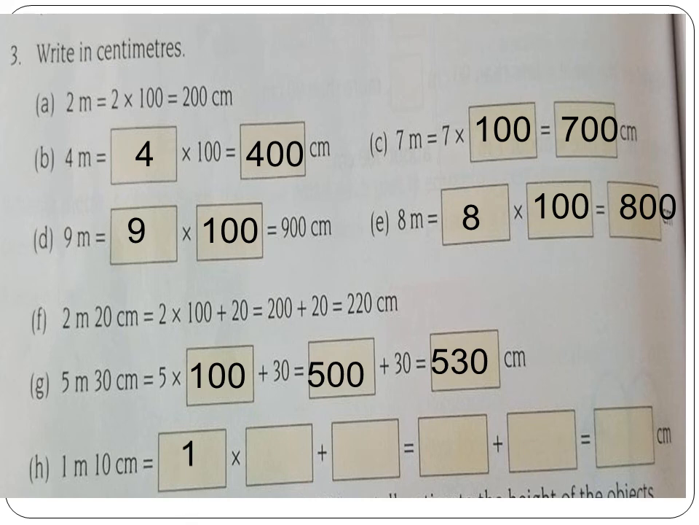Next, 1 meter is equal to 100 centimeter. So 1 into 100 gives you 100. You have to add plus 10. What is the answer? Yeah, it is 110 centimeter.